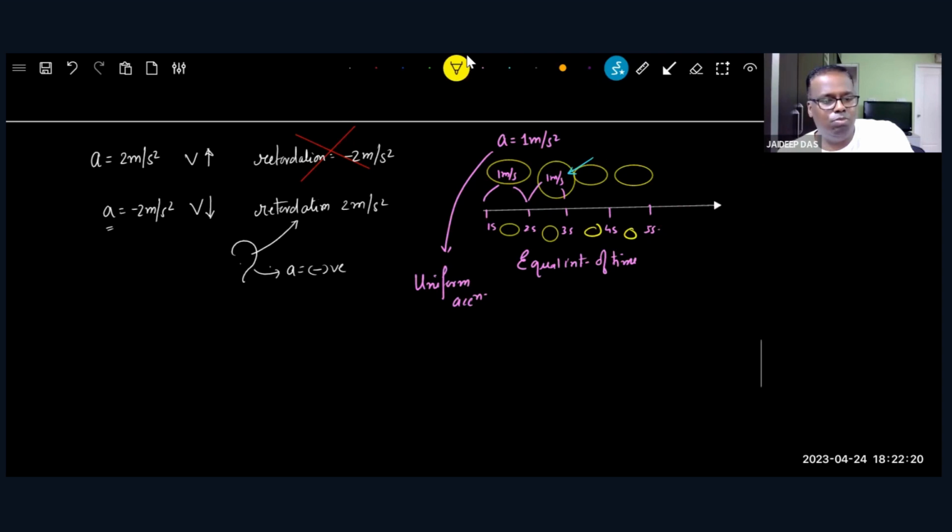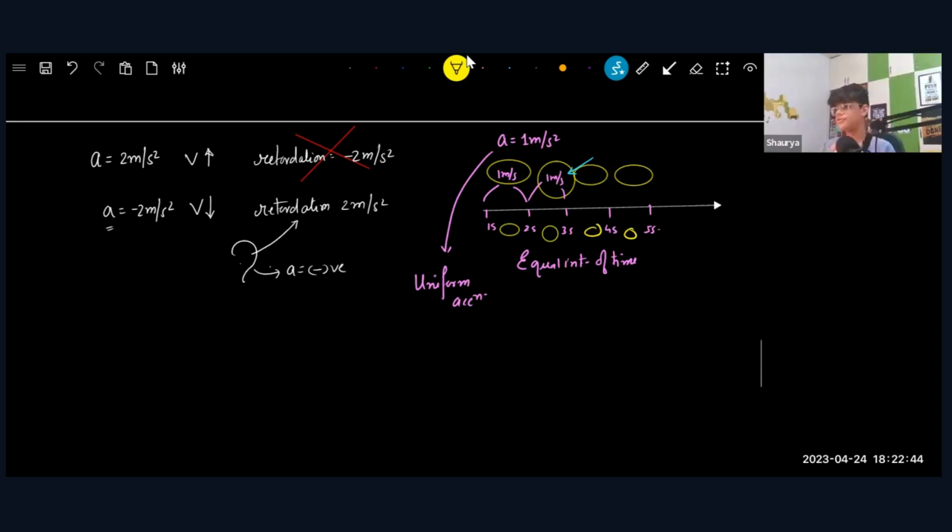A body is said to possess uniform acceleration if it travels in a straight line. That you have to say first. And then its velocity changes, don't say increases, say changes, because uniform acceleration can be uniform retardation also. Like in our case, we found a uniform retardation. We also found a uniform acceleration.